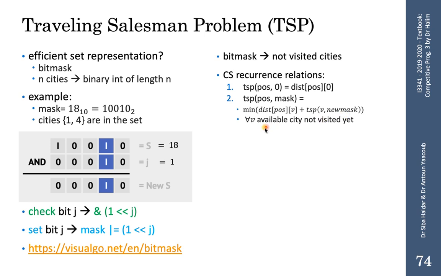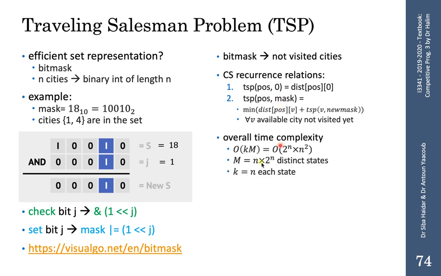So this is the formula: the minimum of distance from pos to V plus TSP from V with the new mask, and this is for every available city not visited yet. And every available city not visited yet, we will be extracting these cities from the current bit mask, from the current mask.